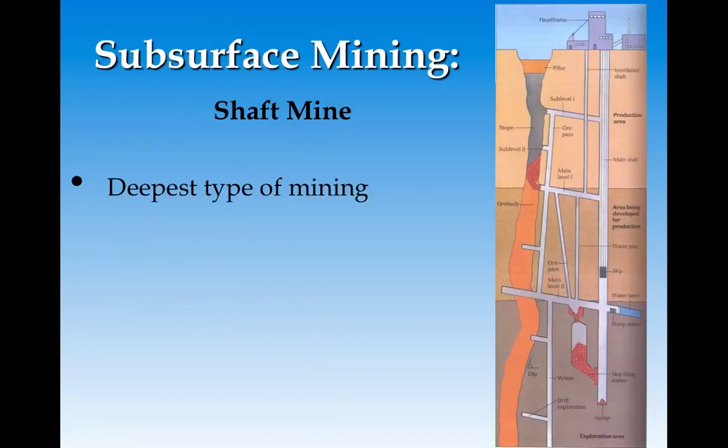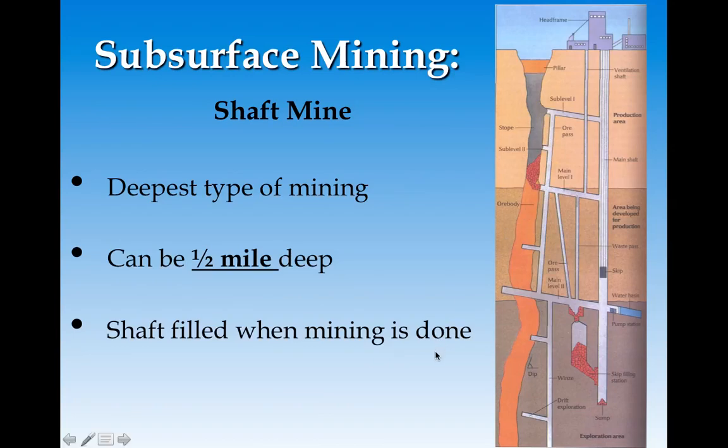Okay, so a little bit closer look at the shaft mine. Again, it's the deepest type. It can be half a mile deep, and it's important to fill it up once it's done so you don't have a huge hole. But you can look at this diagram. It's kind of neat, and you see the whole ore here. In order to get to it, you have to dig down and create basically an underground elevator. And then you have these passageways that go to the ore itself.